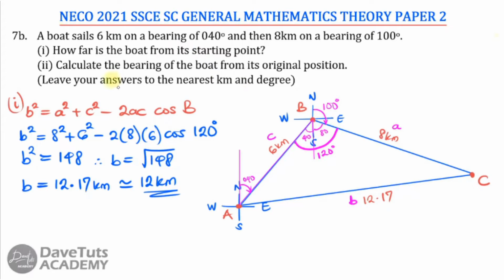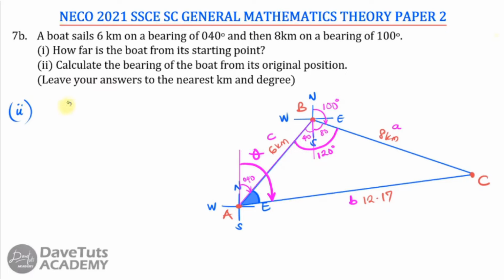In the second question, we're asked to find the bearing of the boat from its original position. This is the final destination C. Its original position is point A. So the bearing we are looking at will be from the north to the inclination of C from that north. We can call that theta. If we look at this angle very critically, we can see that theta we can get by adding 40 to the angle here. So our theta that we are looking for is going to be 040 plus that angle at A.